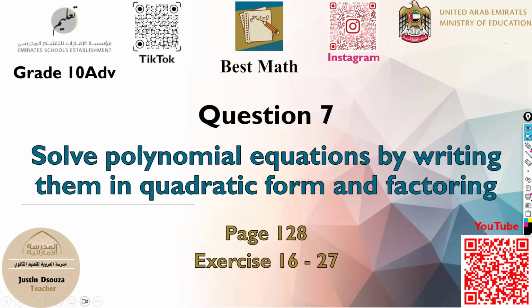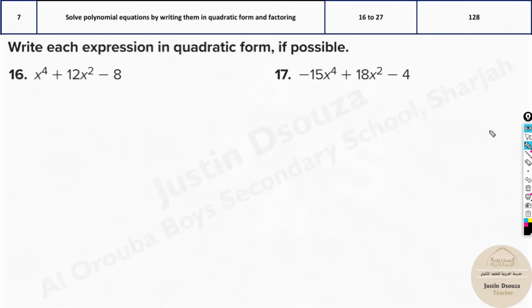The question 7 is to solve polynomial equations by writing them in quadratic form and then factoring it out. Here you can see there are equations, generally always more than power 3. There might be power 3 as well, but generally more than that.